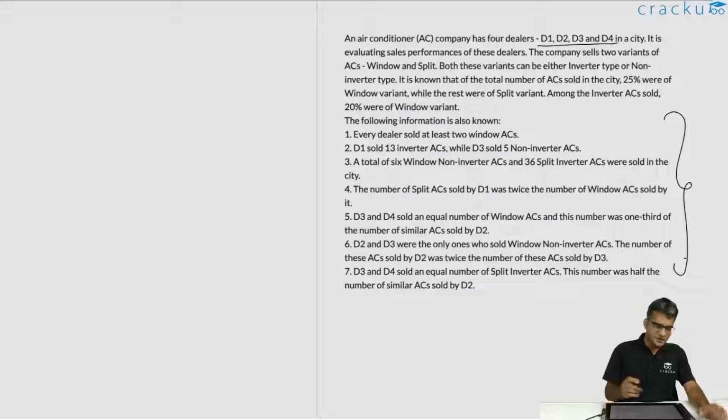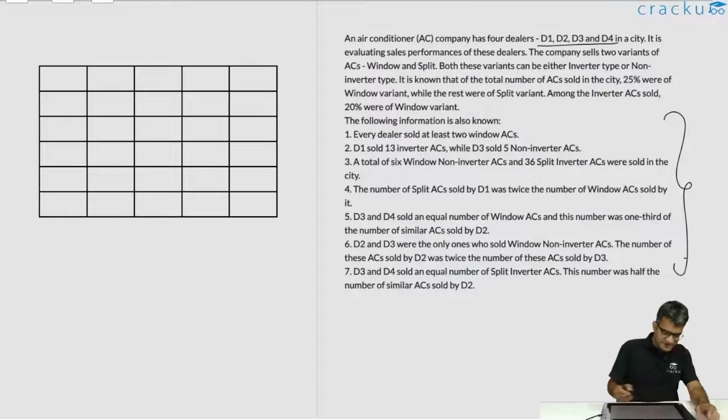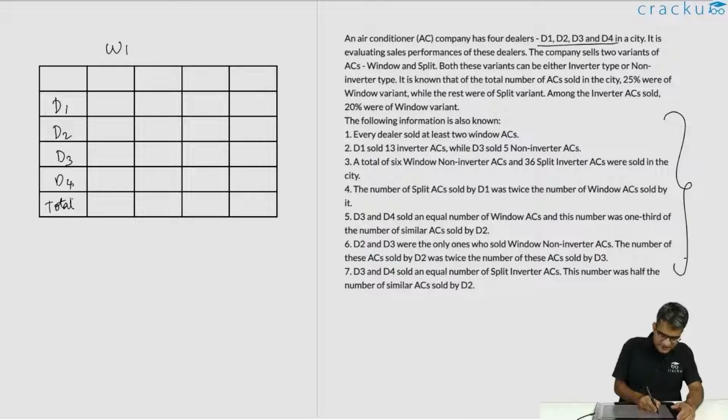To do that, let us first draw a table. The table will look something like this. It will have some rows and columns. It will be probably like this. This will be D1, this will be D2, this is D3, this is D4, and this is total. This is the window ACs, this is inverter, and this is non-inverter. This is for the split AC, this is inverter, and this is non-inverter.